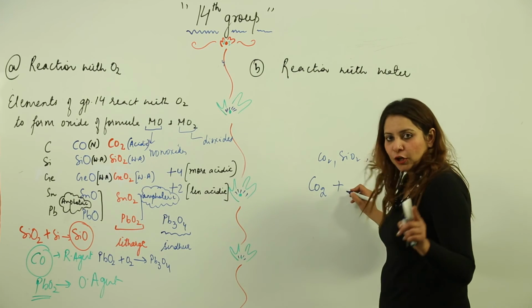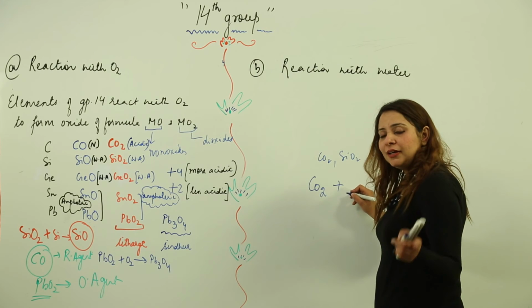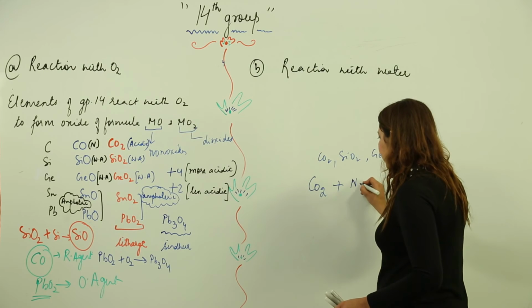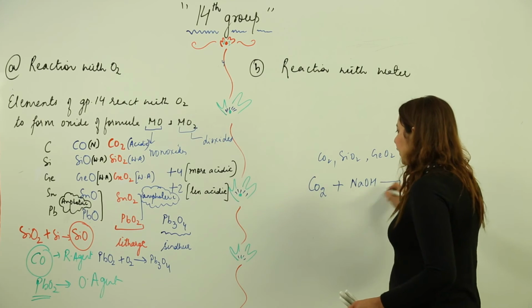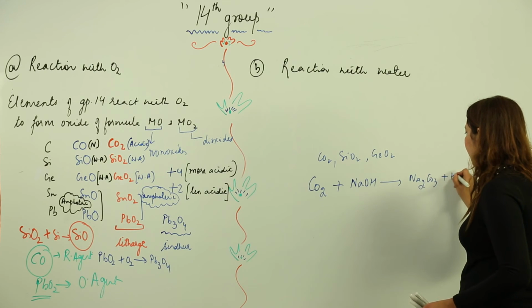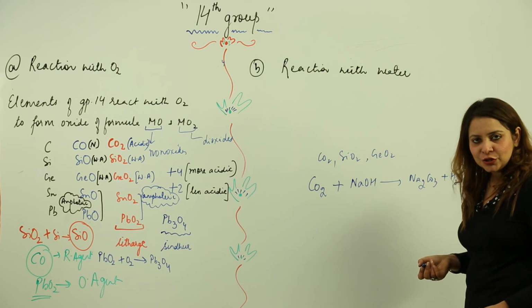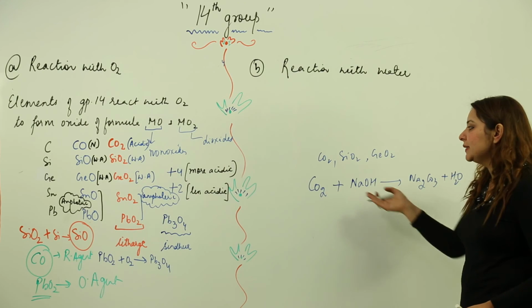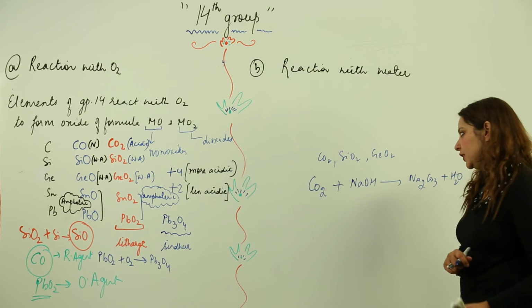React them with base because they have an acidic character. So when we react them with base, they will form salt. Let us take some base, let us say NaOH. When we react carbon dioxide with this, it forms Na2CO3 plus water. So a neutralization reaction happens, and that is why we have a salt. That shows that it is acidic in nature.